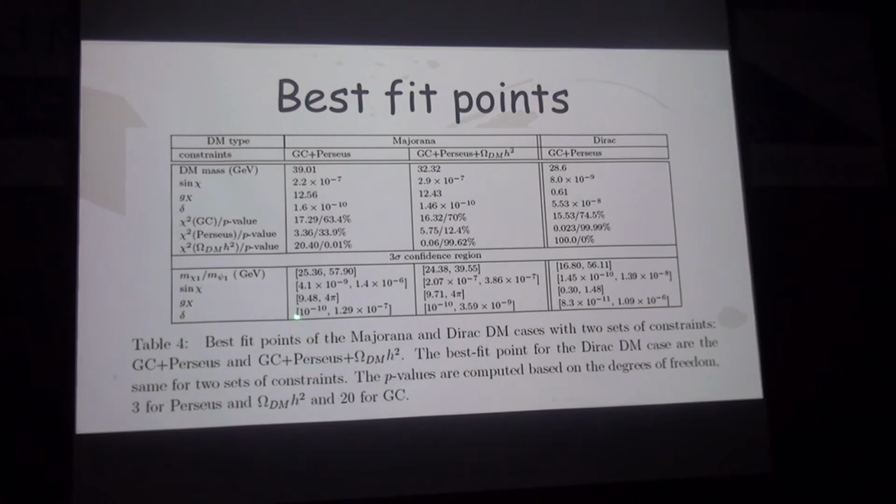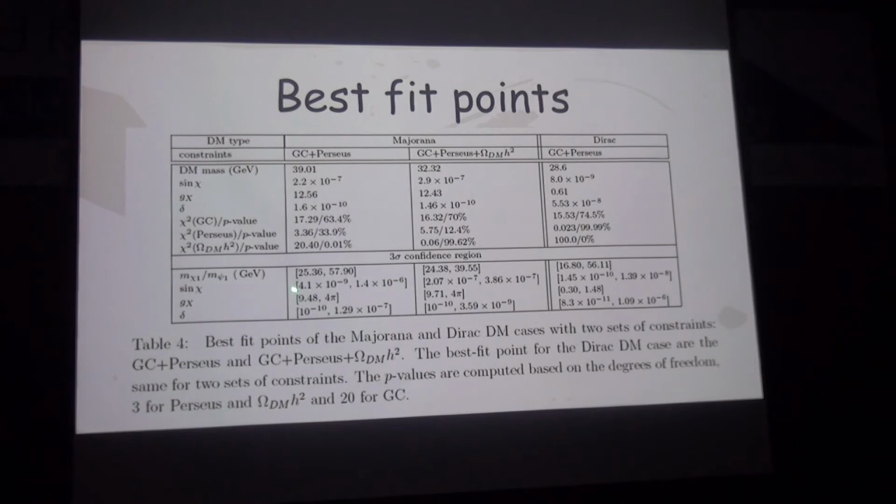Let's see the constraint from GC plus Perseus. The p-value here looks good, but relic density is not good. But if we include relic density, the p-value is very good, and everything agrees, at least within 2 sigma. However, for the Dirac case, since it doesn't agree with relic density at all, the p-value is zero. Although, for the GC gamma ray and the GC process, the Dirac case has a much better p-value than these two cases.